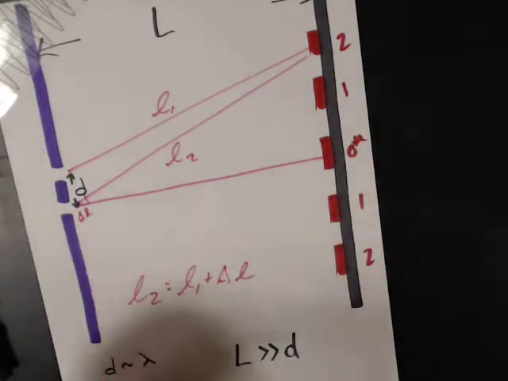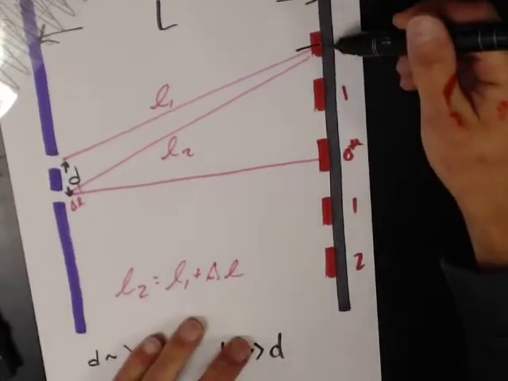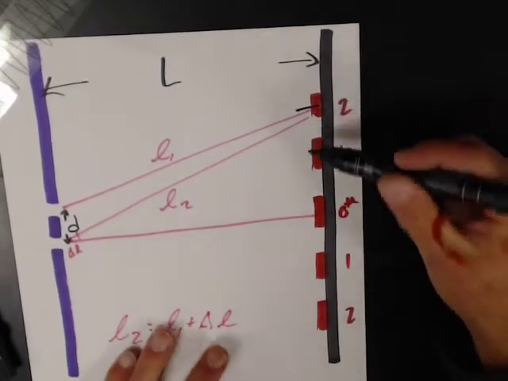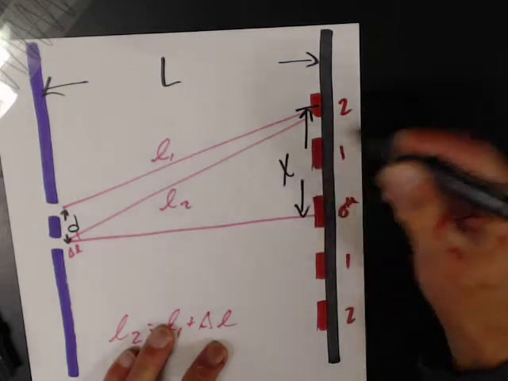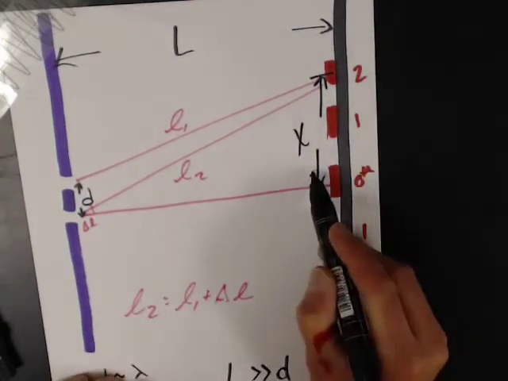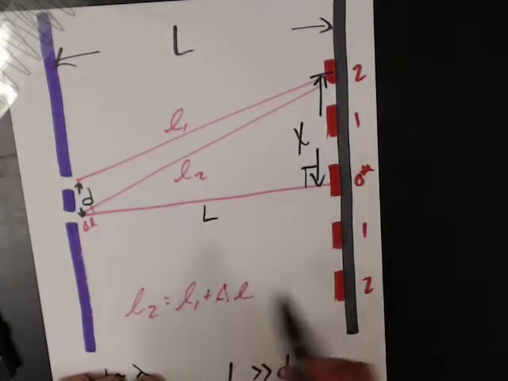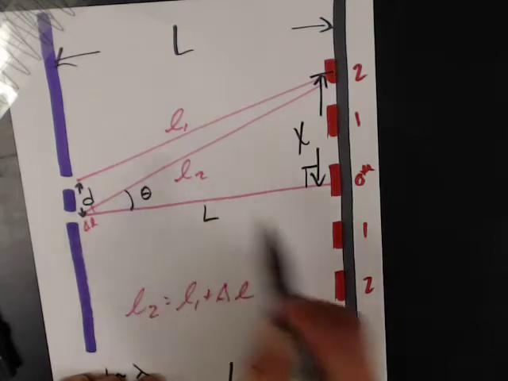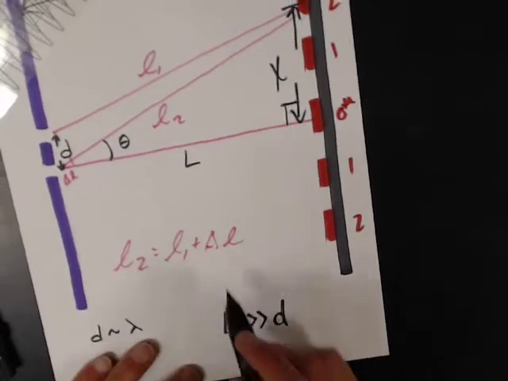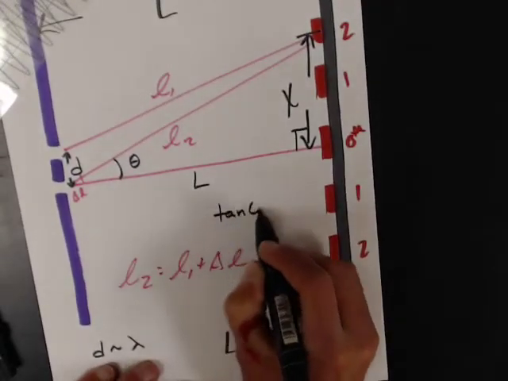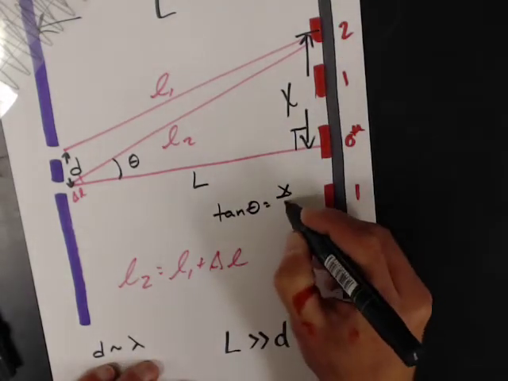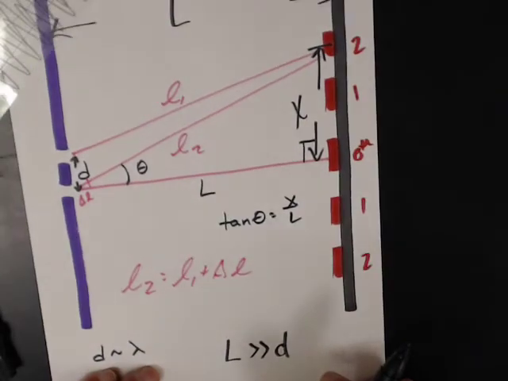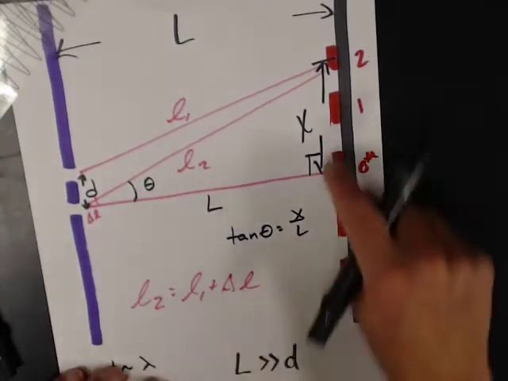So where is X2? X2 is here. Where is that second order fringe? It's there, which is what I'm looking for. That's that distance X. Oh look, I have a nice right triangle here where X and L, and then here's my angle theta. So the tangent of theta is opposite over adjacent. So now, I got a nice triangle.